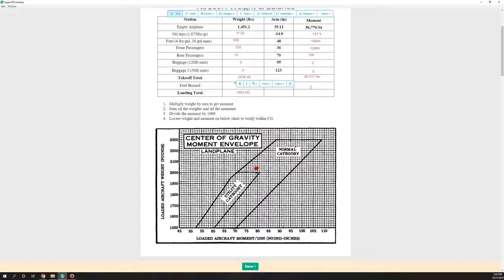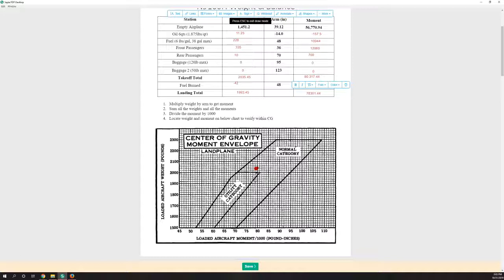1,993.45. Similar deal for a moment, so we can just take our weight times our arm and get our new moment. Well, we can get what we need to subtract on our moment. So negative 42 times 48 is going to be negative 2016. And then if we subtract 80,000 minus 2016, we will have a new moment of 78,301.44. And so we can plot this as well. And so if we're going to plot this, we're going to be right below the 2,000 number over here on the y-axis. On the x-axis, we're going to be right here at 78.